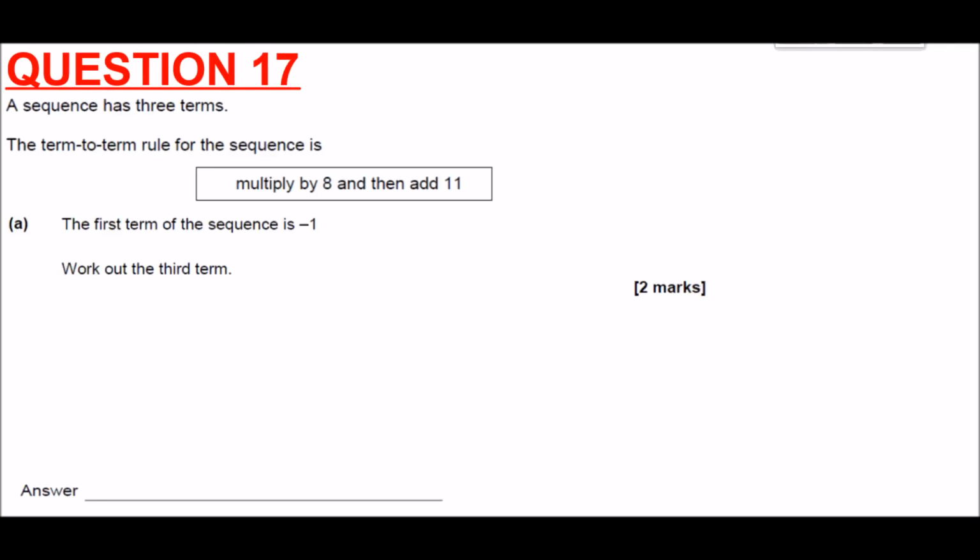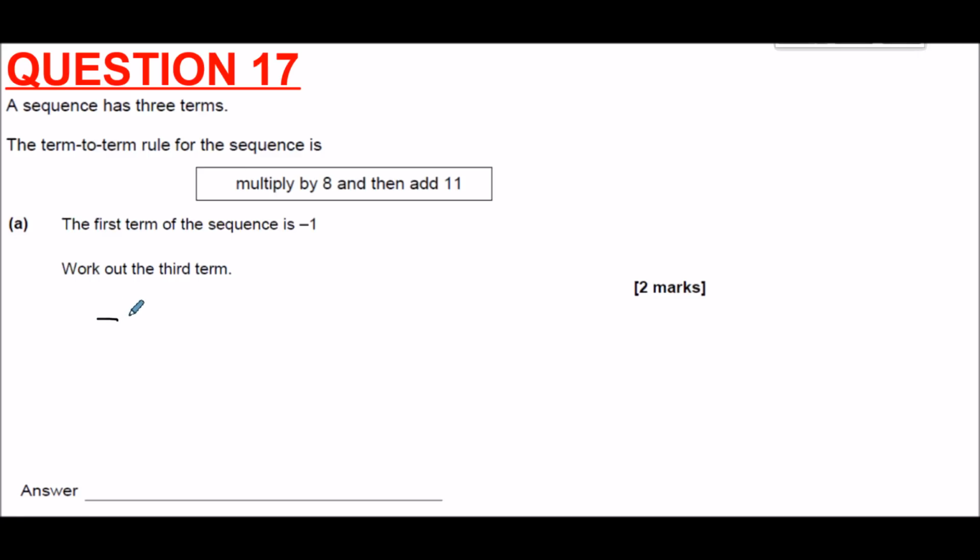Question 17. A sequence has only 3 terms, so that just means it's got 3 numbers in it. The term-to-term rule for the sequence is multiply by 8 and then add 11. That just means what we do to the previous number to get the next number. So the first term, the first number of the sequence, is -1. Work out the third term.